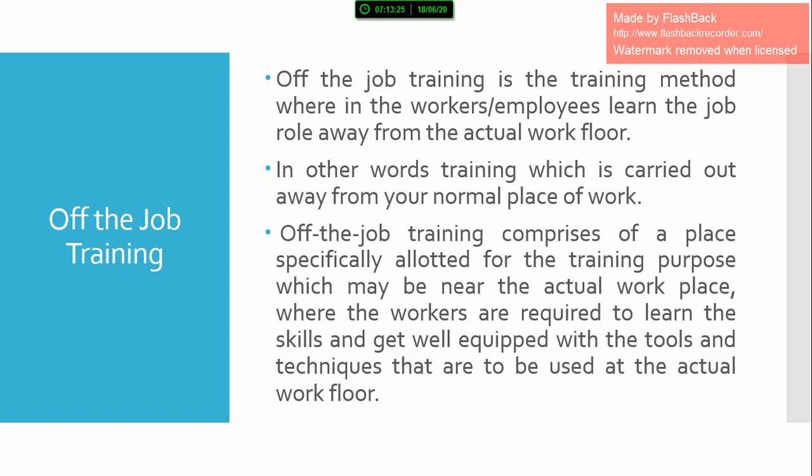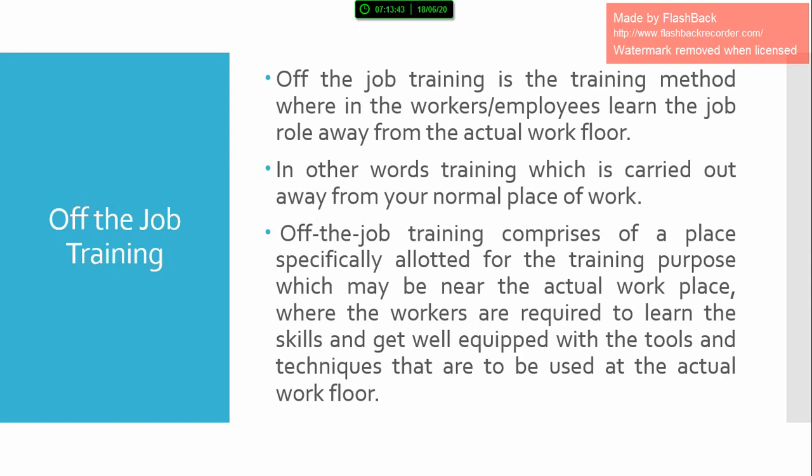On the job training means we give the training to our employees in their working place, in their own environment. Off the job training means we give the training away from the workplace. That is off the job training.